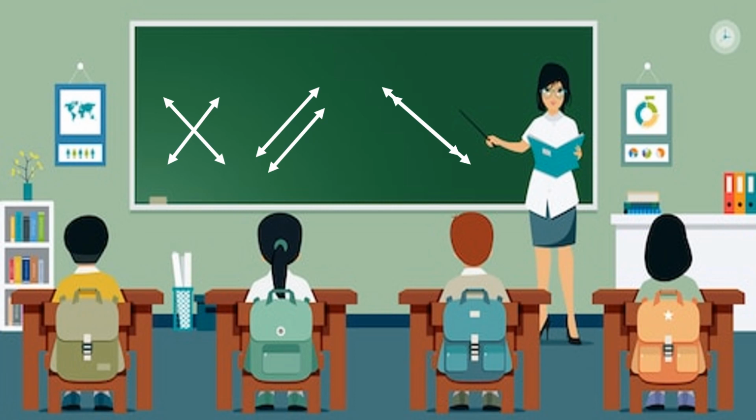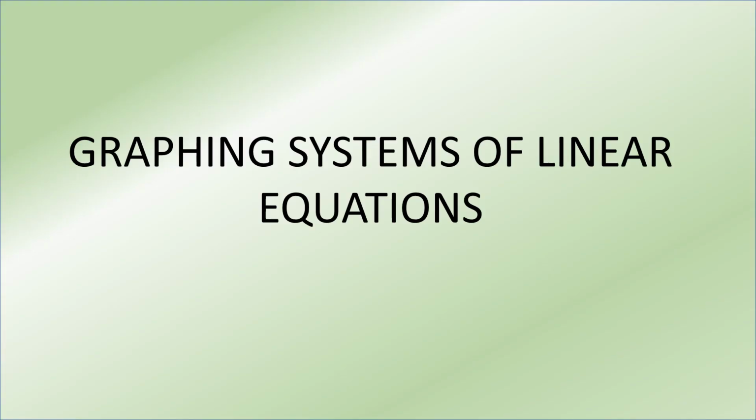These pairs of lines are the possible graphs of the systems of linear equations in two variables. So this is what we call the systems of linear equations in two variables. Okay, so our topic for today is about graphing systems of linear equations. So we are going to use the graphing method.